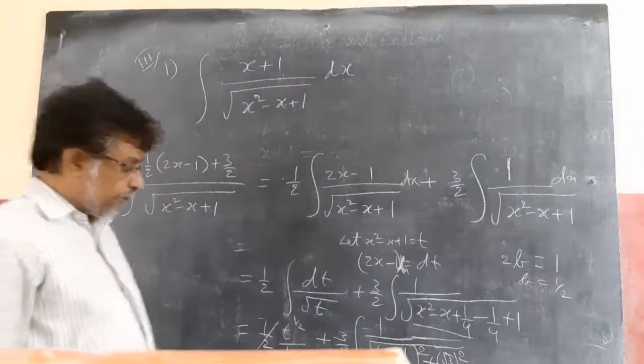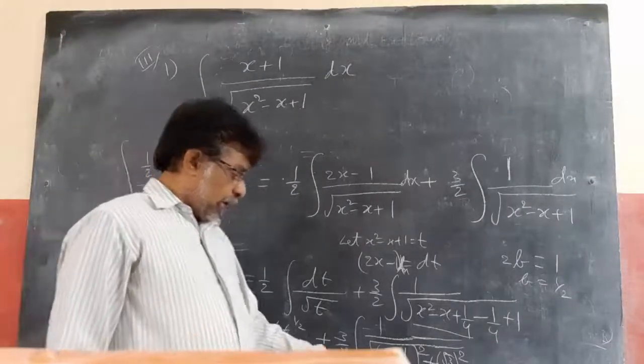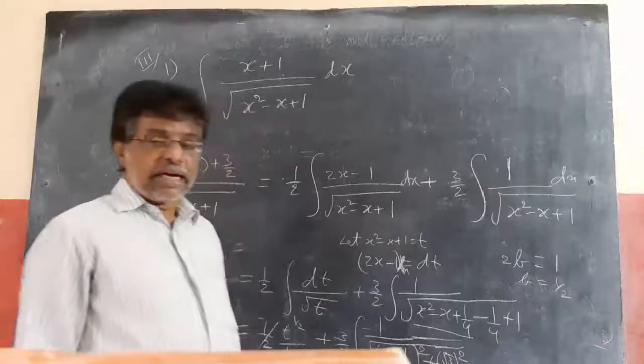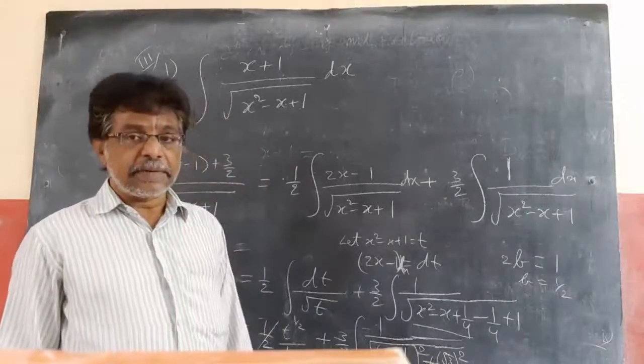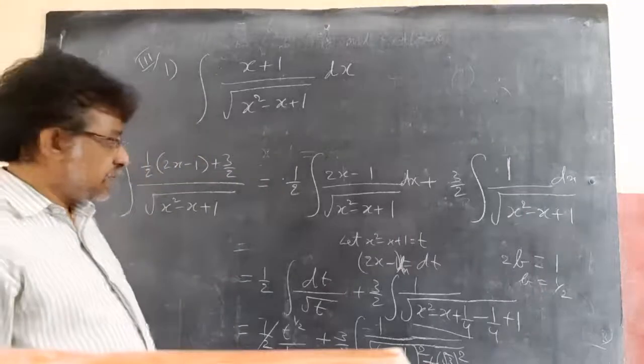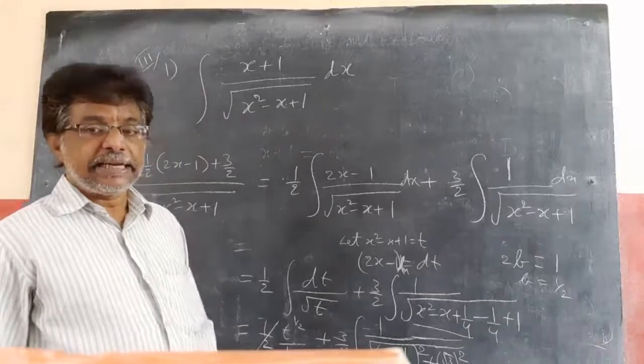Now, if you observe, this becomes 1 by root of x square plus a square, which becomes sinh inverse of x by a.